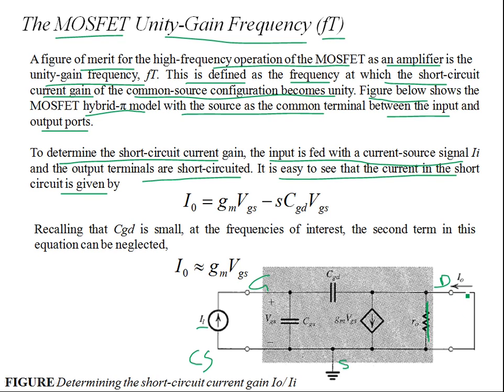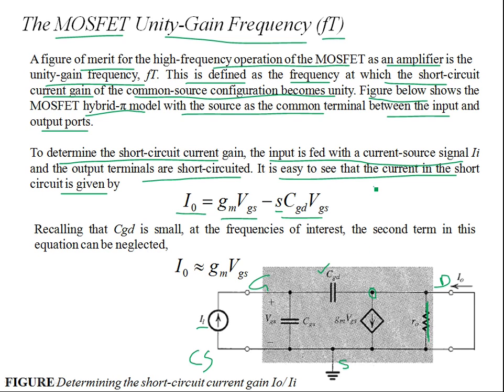So what you have is I0. You can write this by applying KCL at this node. The short circuit current becomes gm VGS, with gm the transconductance gain and the input signal, minus s CGD VGS, where s is the complex frequency variable. So this is this capacitance. Basically, the capacitive reactance is 1 over sCGD.